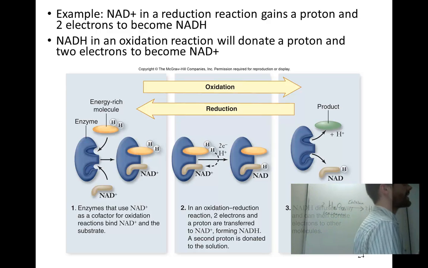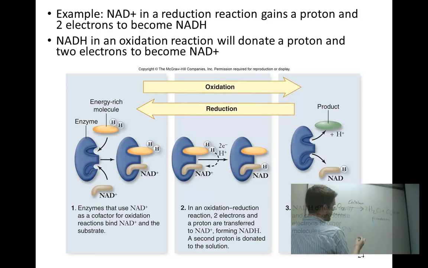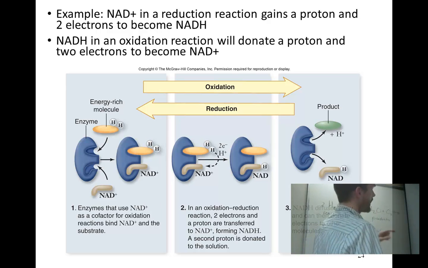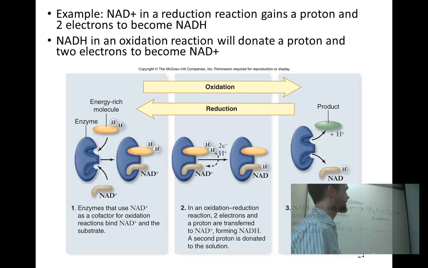NAD+ is an ion. What type of ion is it if it has a positive charge? A cation, right? There's a positive charge. How many electrons do you need to make it neutral then? One more. Yeah, 1. So if you added 1 electron, it would be NAD. Okay, but then you also gain another electron and another proton, which is a hydrogen atom. So it becomes NADH.